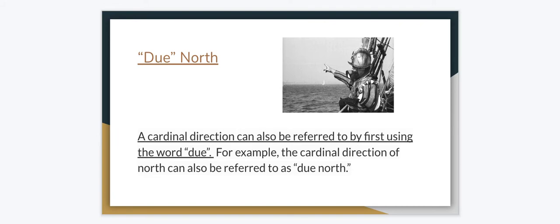Due north. Due north is a term that's used often. A cardinal direction can also be referred to by first using the word due. This is just sort of saying in that direction, but you will hear this from time to time, and it can throw people off when you say due north if they're not used to hearing that. So if someone says due north, they're just saying head straight north. Okay.